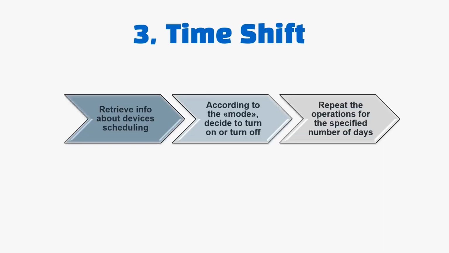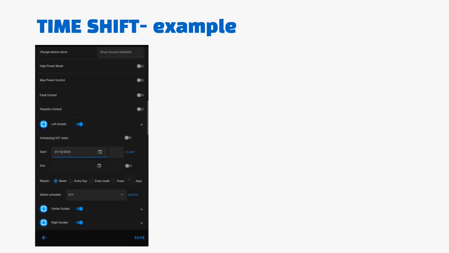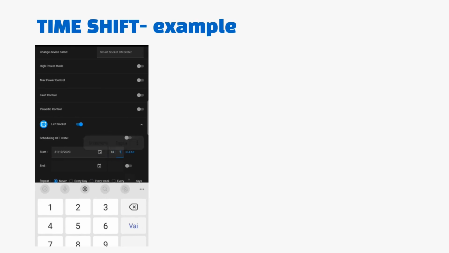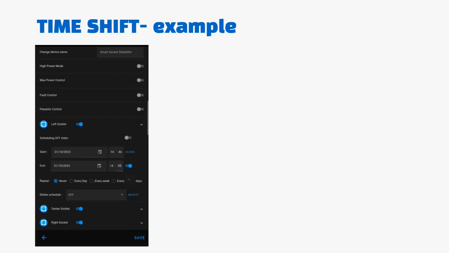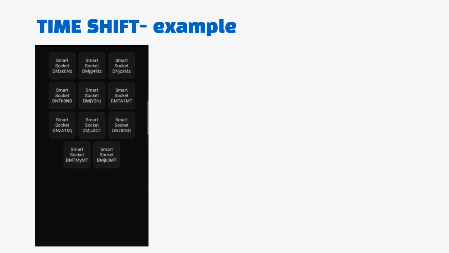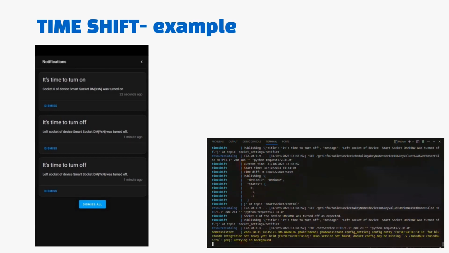The microservice of time shift handles the behavior of the modules according to the needs of the user. The latter can choose directly on Home Assistant the time of switching on or off of a module and for how many days to repeat the operation. In this case, for example, we choose to turn off the socket 0 of the smart socket DMJYXNJ module from 14:46 to 14:50. The user receives a notification to confirm the execution of the operations decided by him. Also on the right terminal you can read the message.